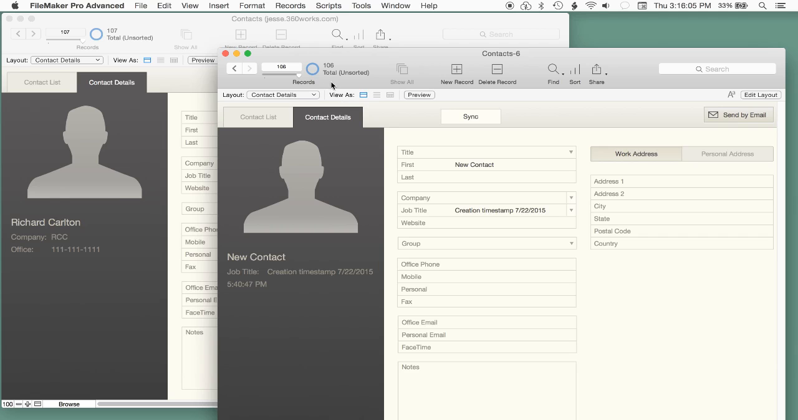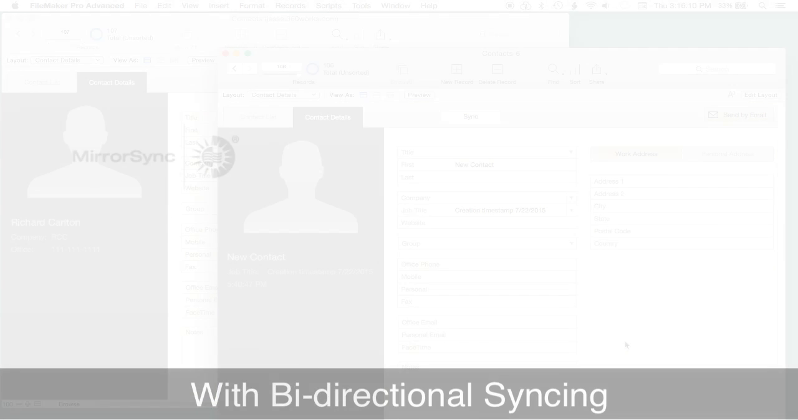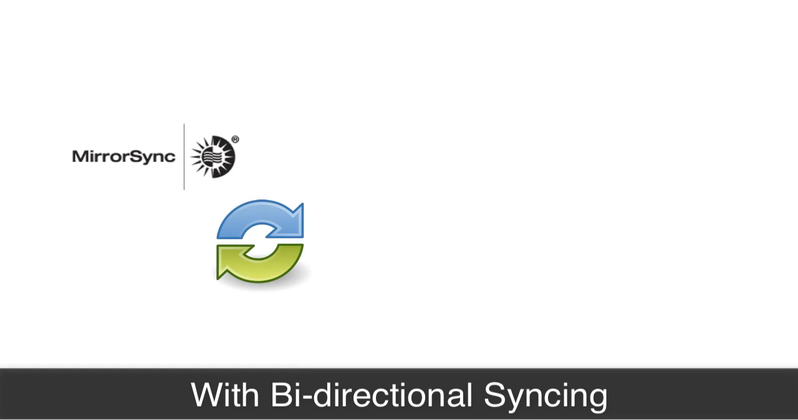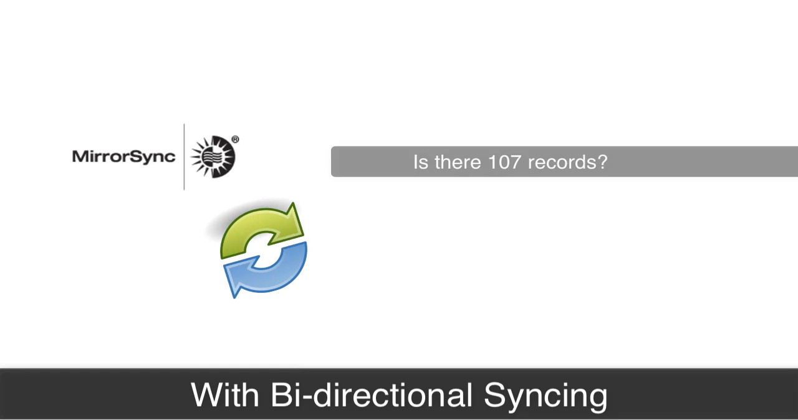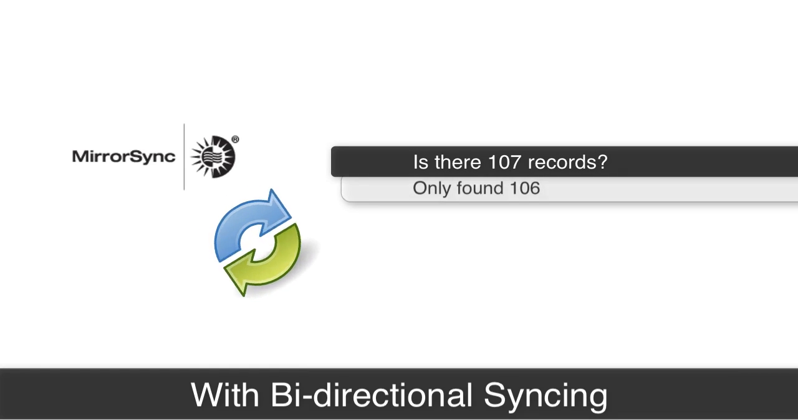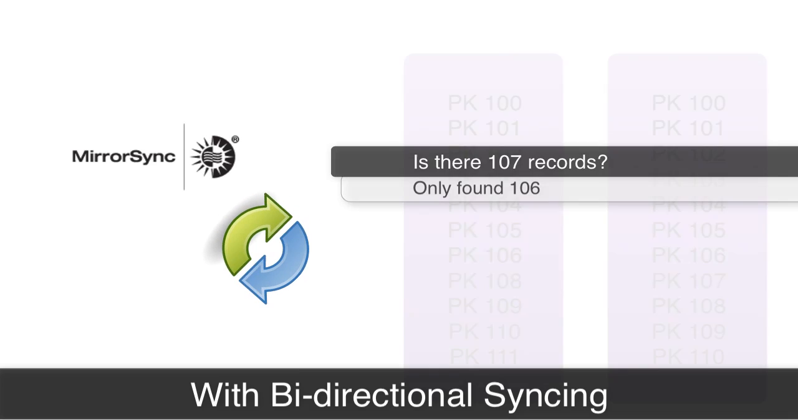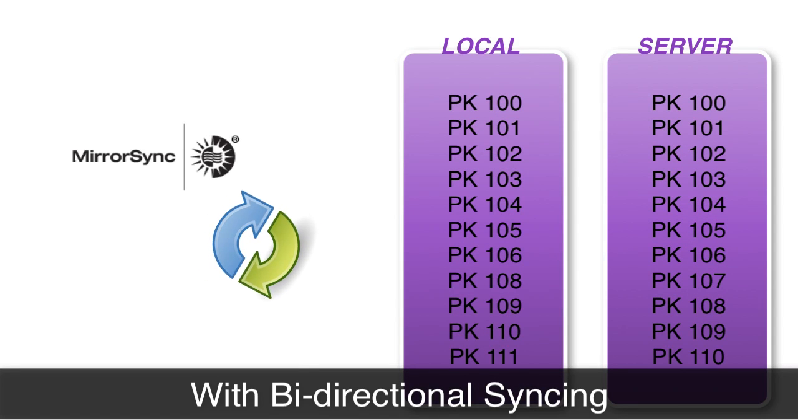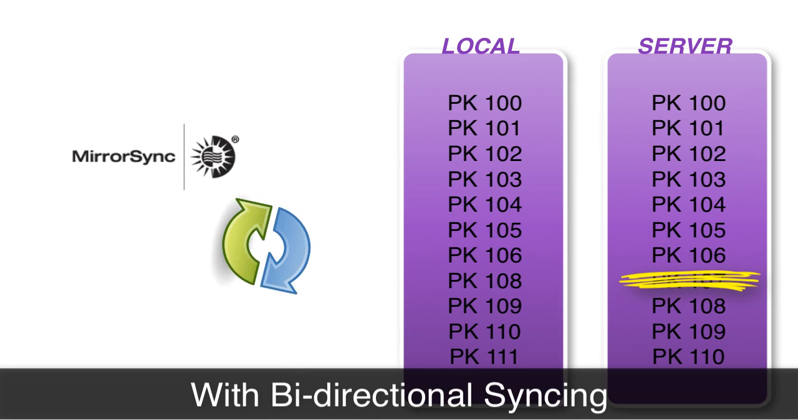Now I've got 106 records over here, 107 records over here. What's going to happen when I run the sync is MirrorSync is going to run the sync. It's going to see that it's expecting there to be 107 records. It's only going to find 106. It knows that one was deleted. It'll then scan through the primary keys looking for the missing ones, find the missing one, and delete it on the server. So it will delete on the server?